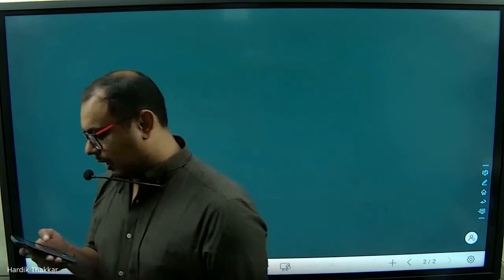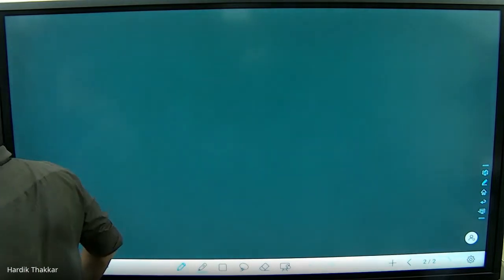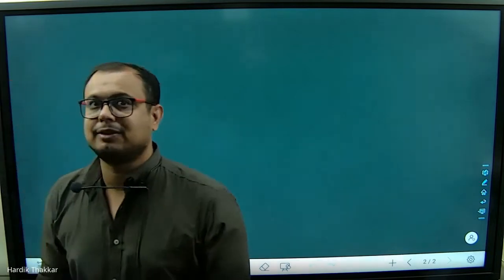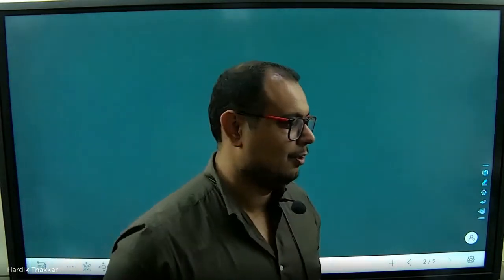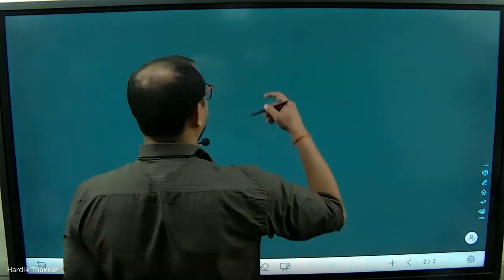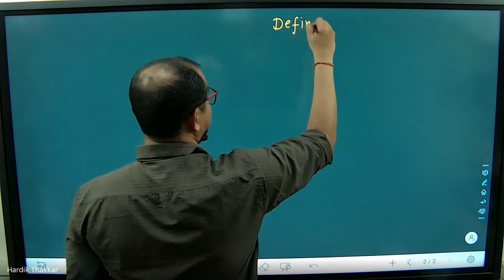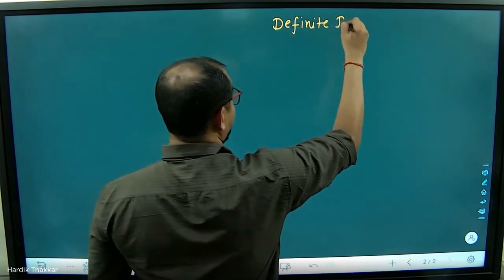Okay. So I think we can start with the next exercise. 7.9 is completed, I think. Let's start with the next exercise, that is 7.10. From this exercise we will start with definite integral. So till now, whatever questions we are doing are based on indefinite integral. Now from here onwards, it is definite integral.